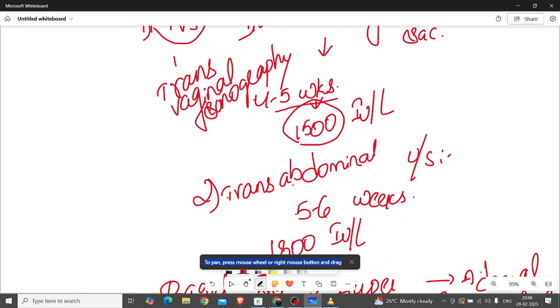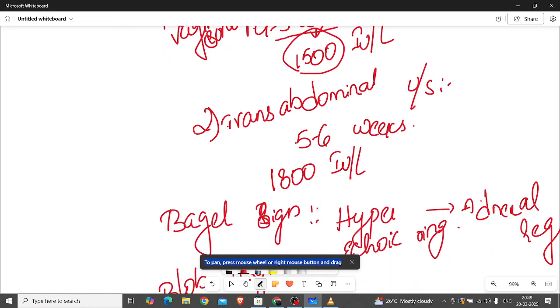With transabdominal ultrasound, if the growth of the gestational sac is about 5 to 6 weeks, we can identify it through this transabdominal ultrasonography. Here the beta HCG level at which the intrauterine gestational sac will be seen through this transabdominal ultrasound will be 1800 international units per liter. So this is the transabdominal ultrasound. As we had seen already in the question, what is the best initial test in order to identify this ectopic pregnancy, that is mostly transabdominal ultrasound.